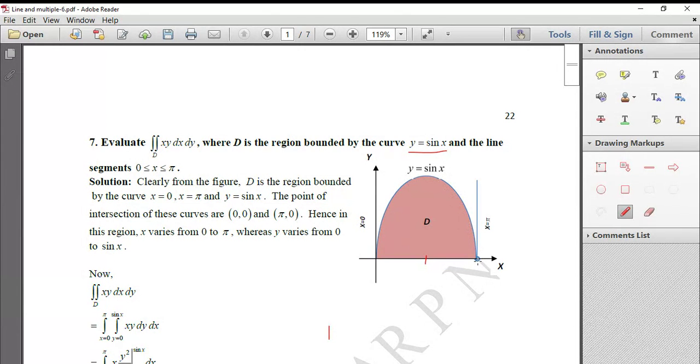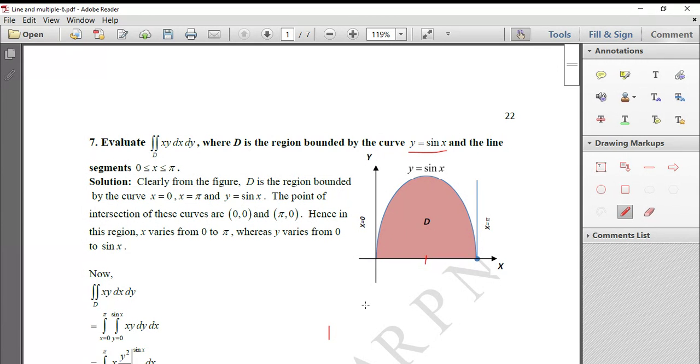Okay. And let us see what our graph x equal to 0 is. You know that our y-axis is nothing but x equal to 0. On the y-axis, the x value is 0. So this line, which is the y-axis, is our graph x equal to 0. That is our line segment.